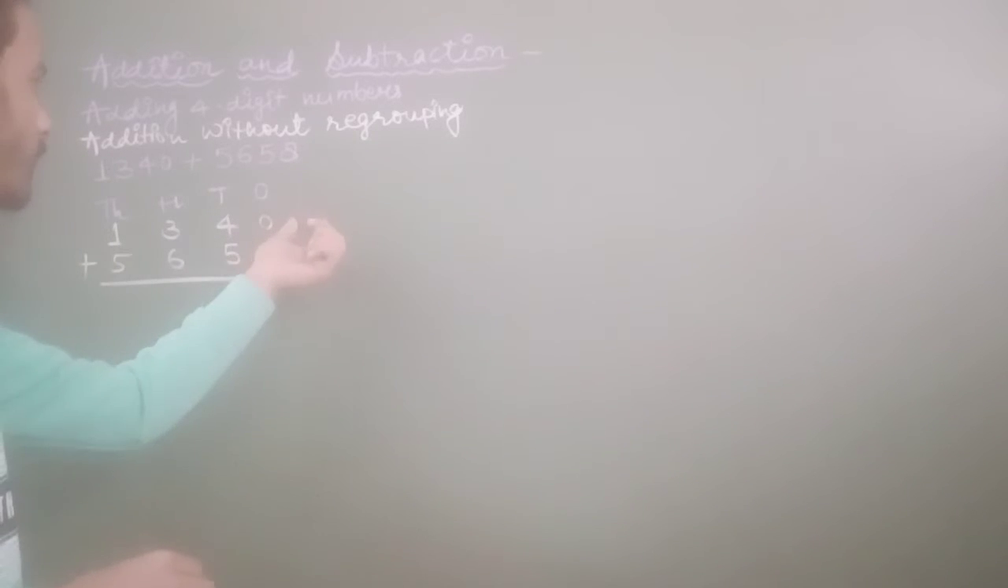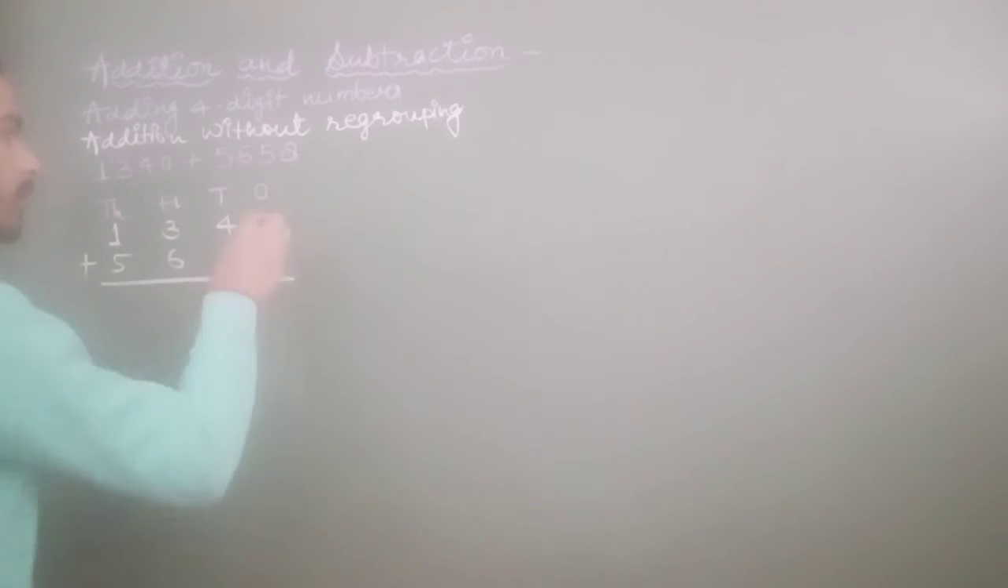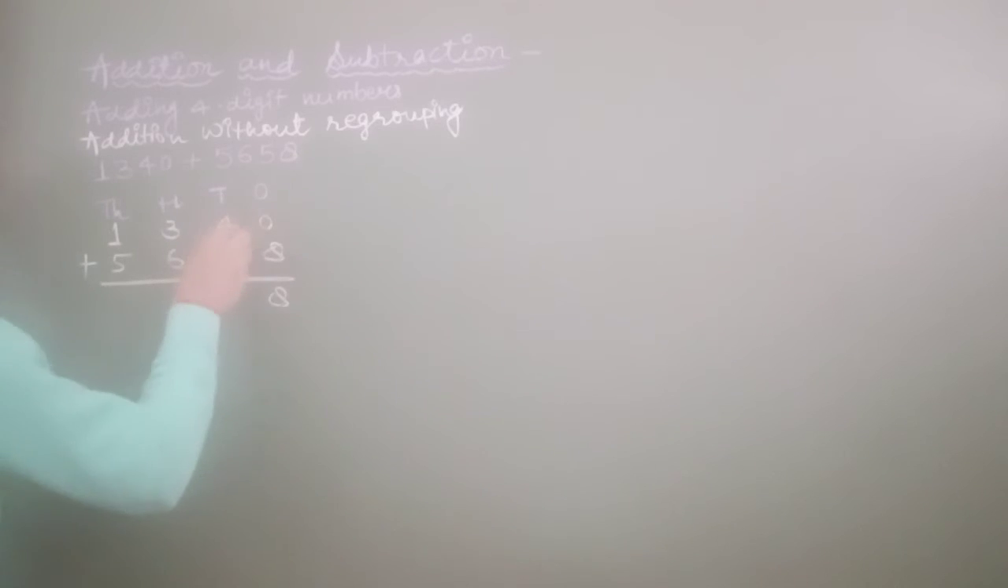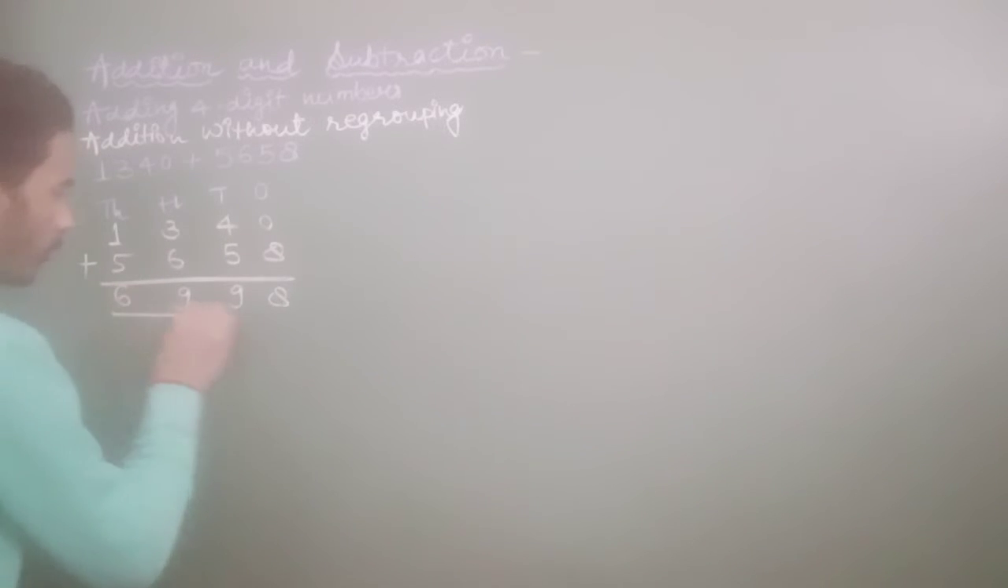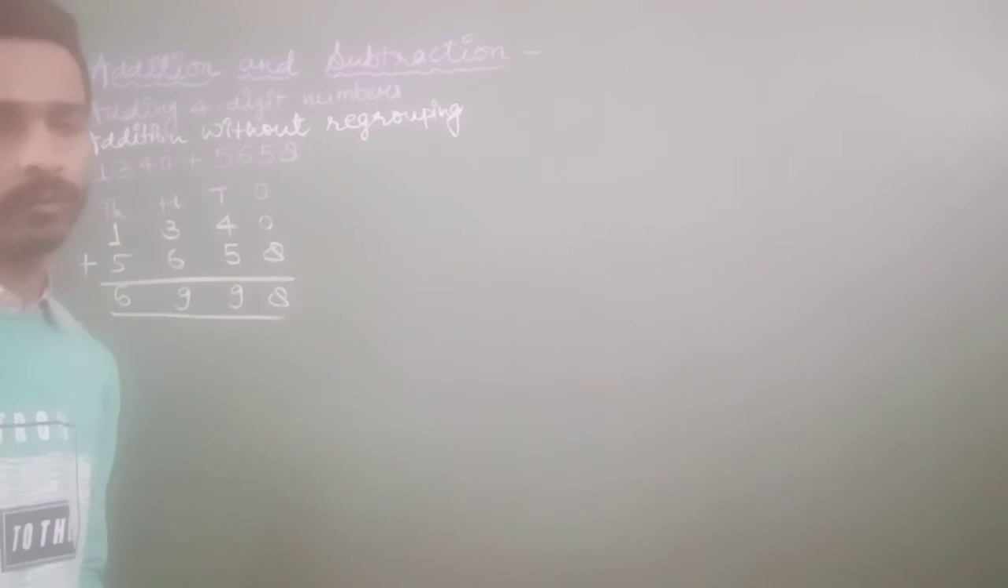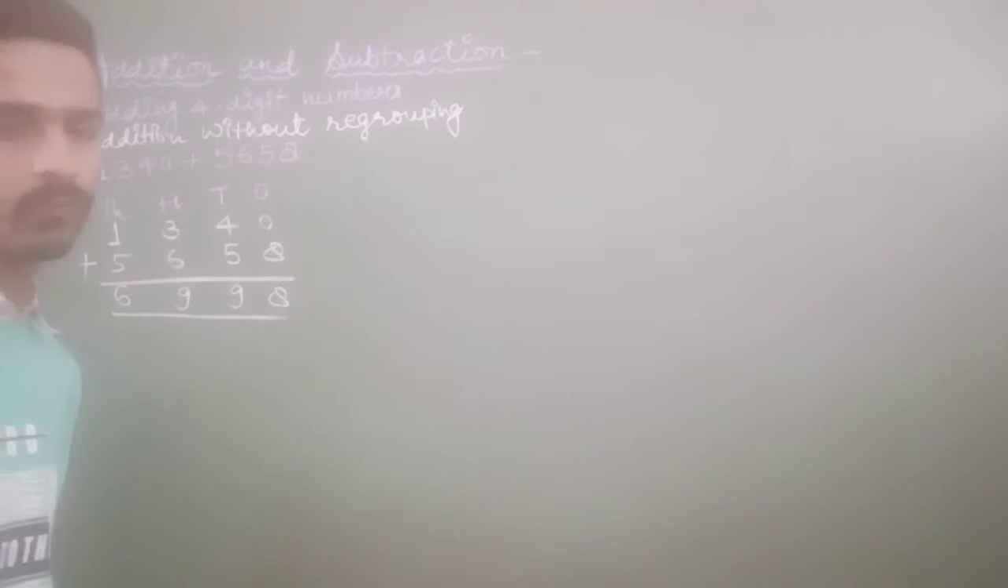In step one, 0 ones plus 8 ones is 8 ones. 4 tens plus 5 tens is 9 tens. 300 plus 600 is 900. And 1000 plus 5000 is 6000. So the answer is 6998. The next example is, find the sum of 2356 plus 1231 and 1302.